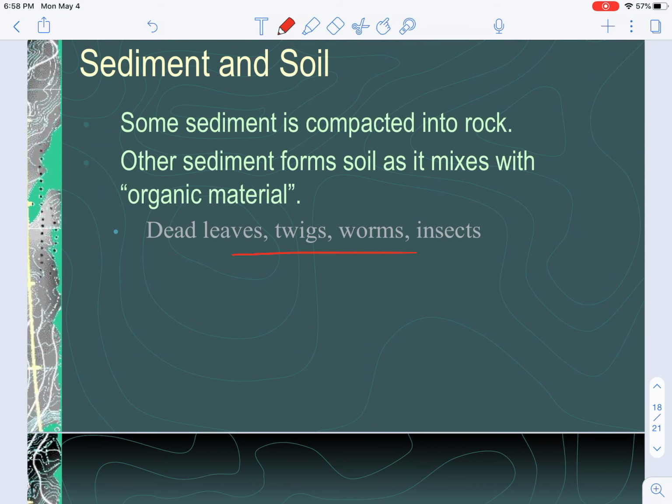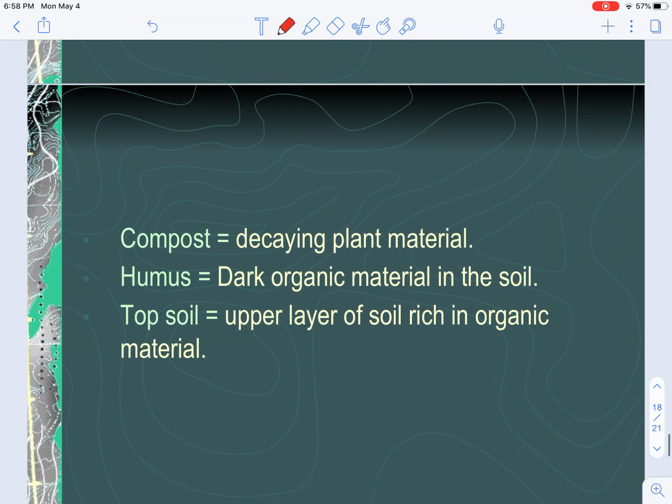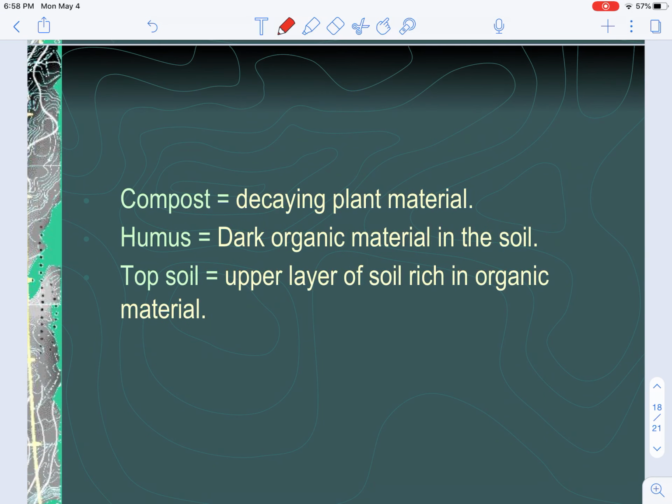And to wrap up a little bit about soil, sediments will form soil when they get mixed with organic material like twigs and bugs and leaves. And the word compost is any decaying material. A lot of people make a compost pile with kitchen scraps like potato peels and eggshells and stuff.